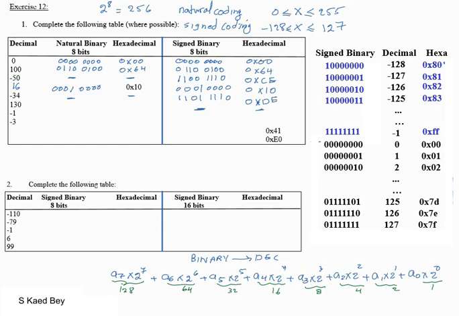130 is simply 128, one of the 128, and 2. 128 plus 2 is 130. So we can write the 130 as 1, 0, 0, 0, 0, 0, 1, 0. As a hexadecimal, the first half a byte is the number 8, and the 0, 0, 1, 0 is simply 2.